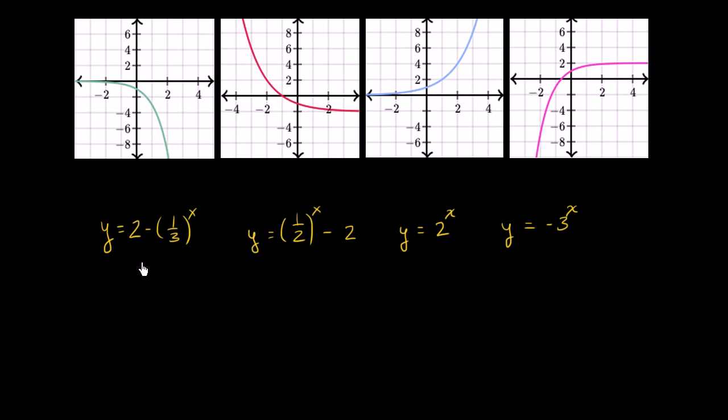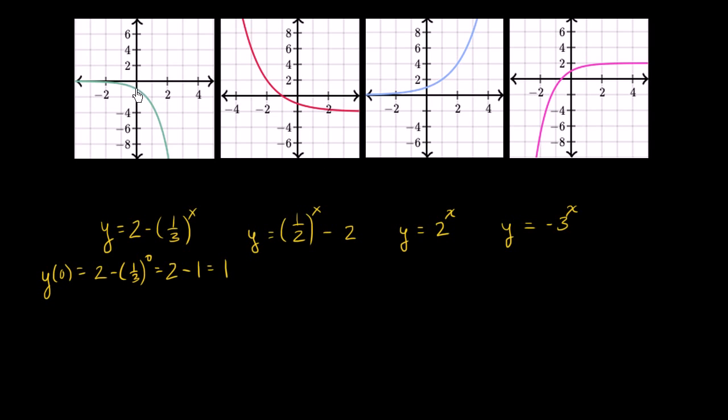So one thing that I like to do, because it's just a simple thing to do, is just think about, well, what happens when x is equal to 0? Especially when x is in an exponent like this, you would have, let me just write this down, y of 0 is going to be equal to 2 minus 1/3 to the 0 power. That's equal to 2 minus 1. 1/3 to the 0 is 1, which is equal to 1. So in which of these graphs, when x is equal to 0, do we have y equaling 1?